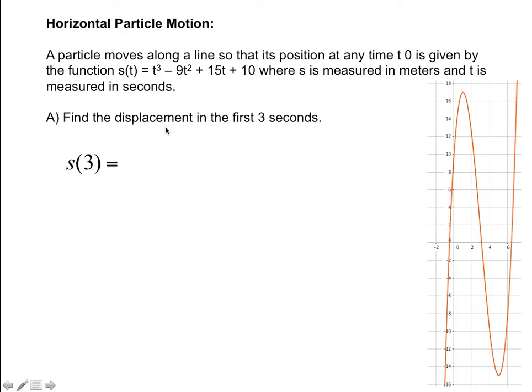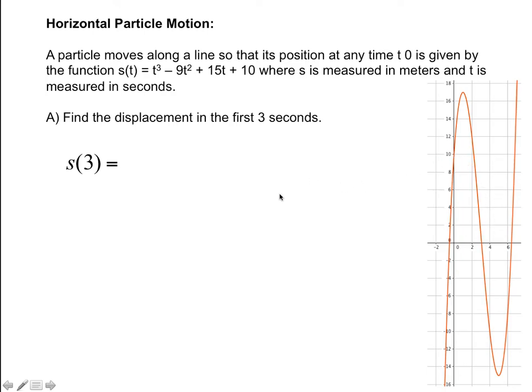It says find the displacement in the first 3 seconds. That means we need to find our position at 3 seconds. So if here's 3, we're right here. I think we're at 0. And we started at 10.